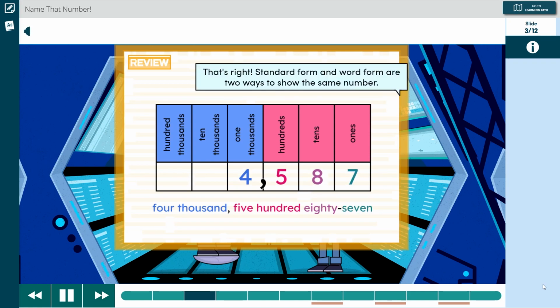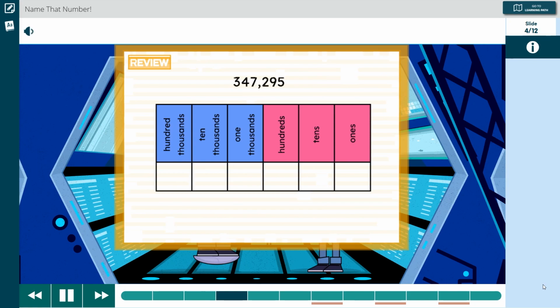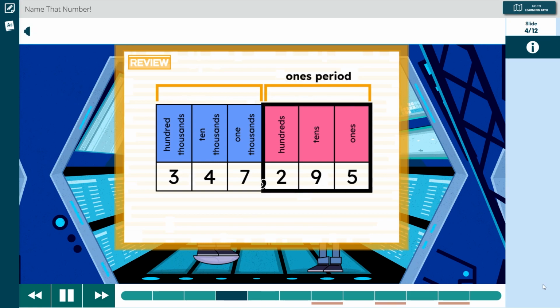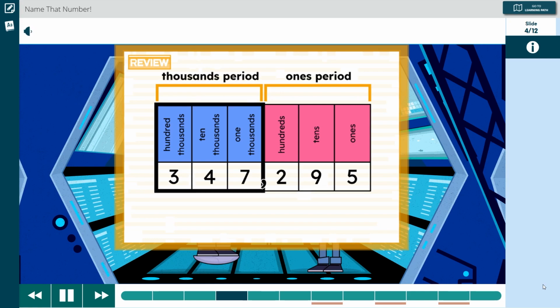That's right. Standard form and word form are two ways to show the same number. When we say a number aloud, we read it from left to right, and it's helpful to say it in groups that are separated by commas. A period is a group of up to 3 digits. Each digit in a period represents a different place value. When a number includes 2 periods, they are separated by a comma. The ones period includes the ones, tens, and hundreds places. The thousands period includes the 1,000s, 10,000s, and 100,000s places.